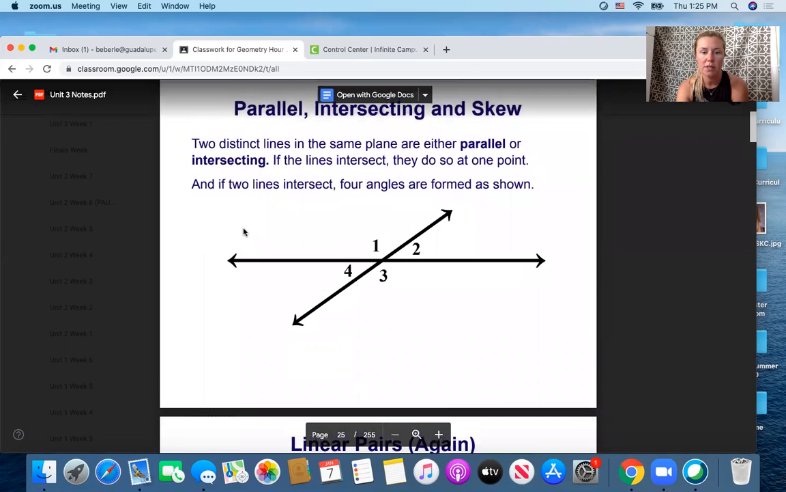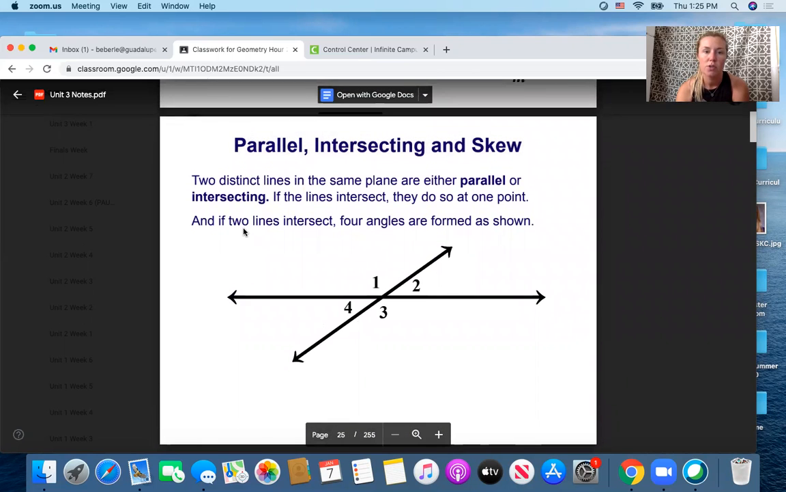So: parallel, intersecting, and skew. Two distinct lines in the same plane are either parallel or intersecting. If the lines intersect, they do so at one point. If 2 lines intersect, 4 angles are formed as shown. We know that 2 straight lines that are intersecting can only intersect at one point. I think we learned about that the first week in August. That was one of the very first things we learned. So intersecting lines can only intersect at one point.